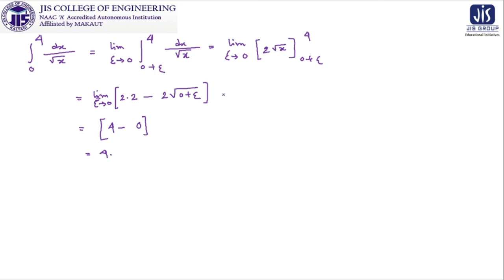Okay, so what we get, 2 root over 0 plus epsilon. So if epsilon is tending to 0, ultimately we get 0, and 2 into root over 0 means 0, so ultimately it is 0. So we get the value is 4, and this is the result of this integration.